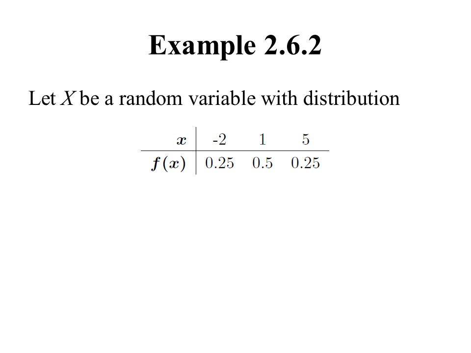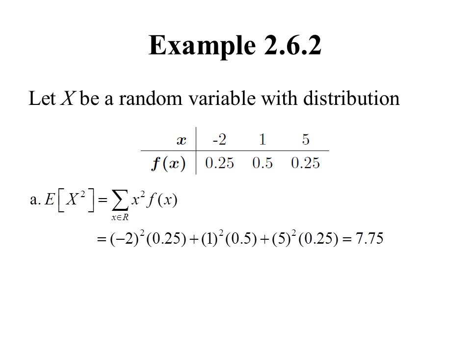And so it says let x be a random variable with this distribution. Okay, so it takes values -2, 1, and 5, and here are the associated probabilities. Now we're going to use this distribution in the next example as well. And so let's calculate expected values of a couple of functions of this random variable.